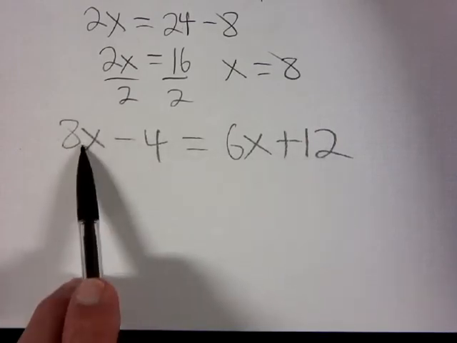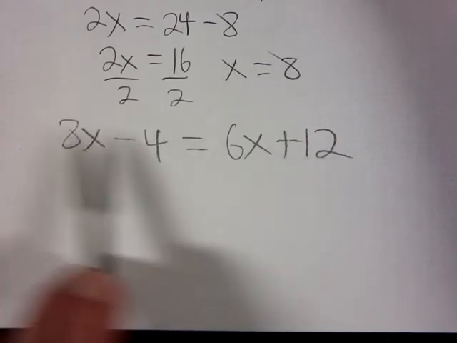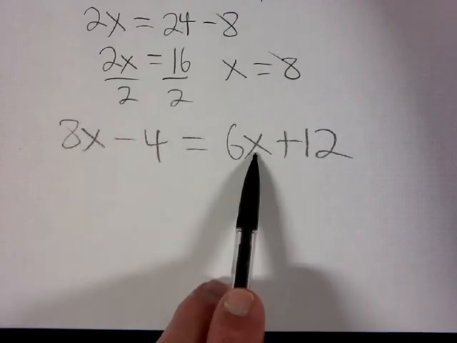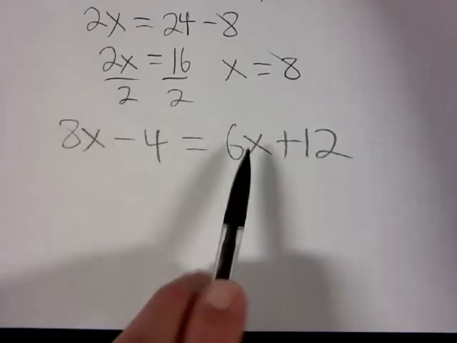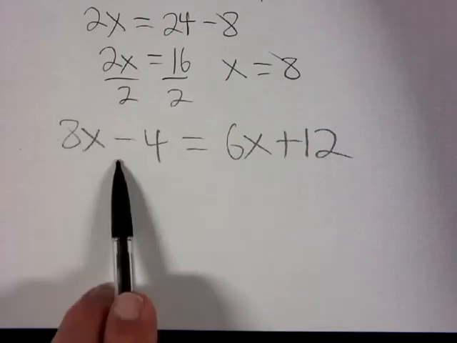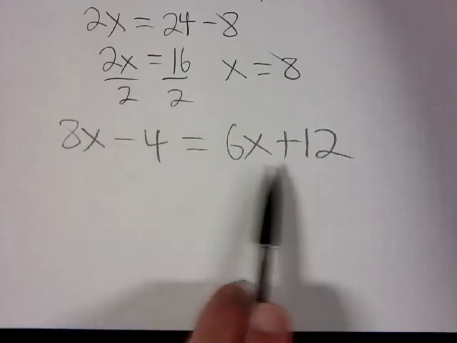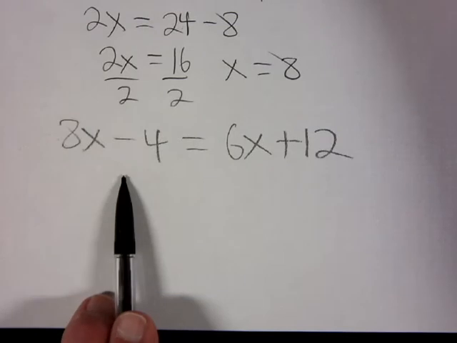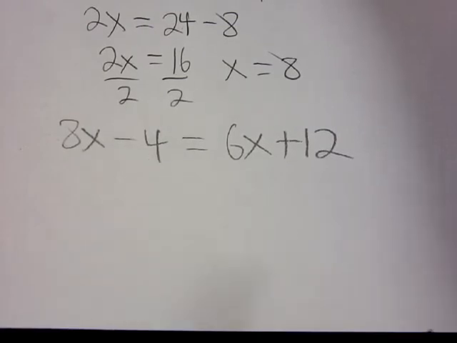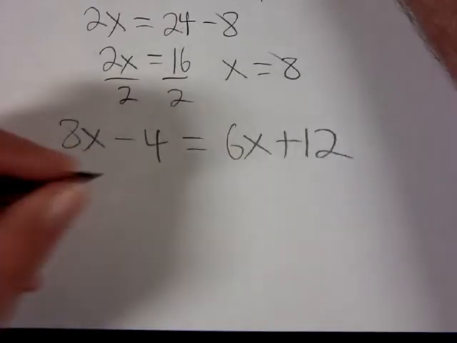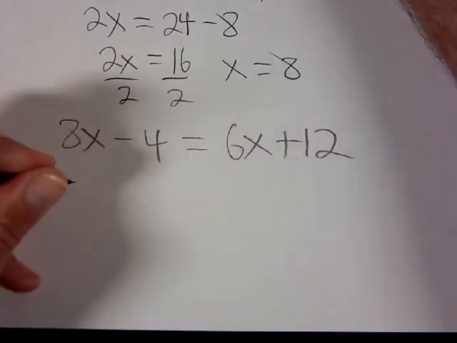There's 4. There's an 8x, it's positive. There's a 4, it's negative. There's a 6x, it's positive. There's a 12, it's positive. So what I need to do here is get all the x's onto this side, all the regular numbers on the other side. So I'm going to move 6x over to join the 8x, and I'm going to move the negative 4 over to join the 12. And I can do all of that in one step, and that's how this technique actually saves you several steps.